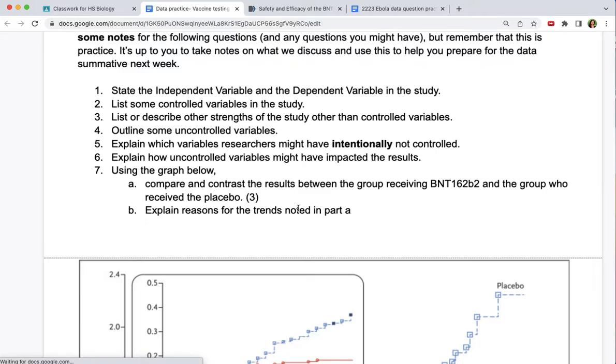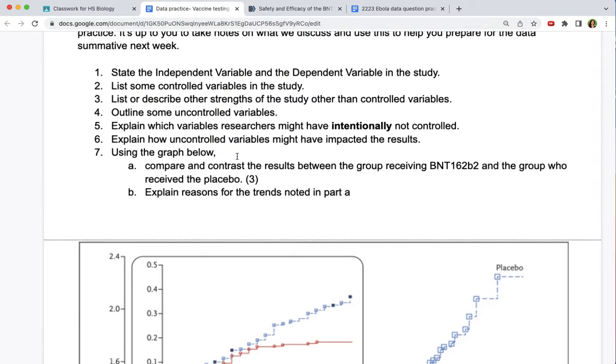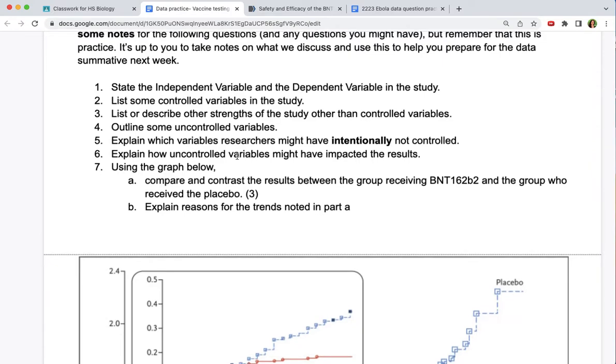And then for the graph, you're looking to compare and contrast these two groups, and then explain the reasons. This is a really similar thing to what you did for some of those Ebola questions. Some was just picking information out of a graph, but then to explain it, you need to have some knowledge about immunity and how that works.